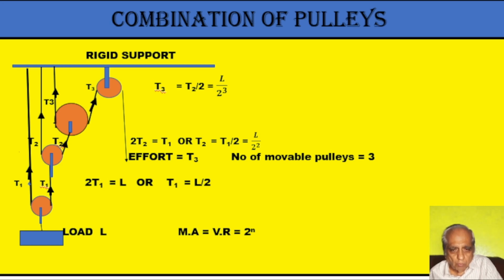As I told you, in combination of pulleys, we have n number of movable pulleys. In the slide, in this transparency that has been shown to you, you will see that there are 3 movable pulleys and one fixed pulley. These 3 are movable pulleys, but this is a fixed pulley. This pulley is fixed to a rigid support. So, in this diagram, there are 3 movable pulleys. Now, let us try to understand how much mechanical advantage we will get and what the velocity ratio is. Now, the load is always connected to the bottommost movable pulley as shown in the figure. So, this is my load L that has been connected to this.